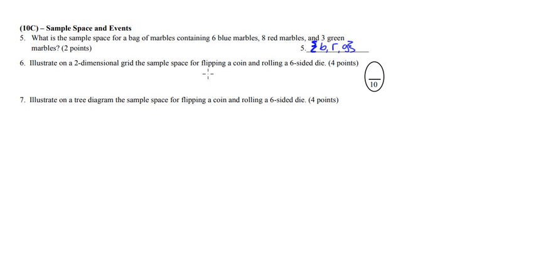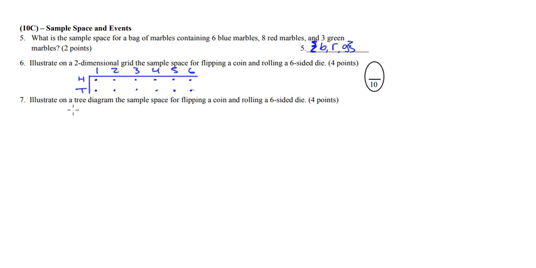Okay. Illustrate on a 2D grid the sample space for flipping a coin and rolling a 6-sided die. So on flipping a coin, we can either get heads or tails. And on rolling a 6-sided die, we can get 1, 2, 3, 4, 5, or 6. So what we can do here is make this little 2D grid. This would be heads in 1, this would be tails in 1, heads in 2, tails in 2, and so forth. So this would be our 2D grid for flipping a coin and rolling a 6-sided die.